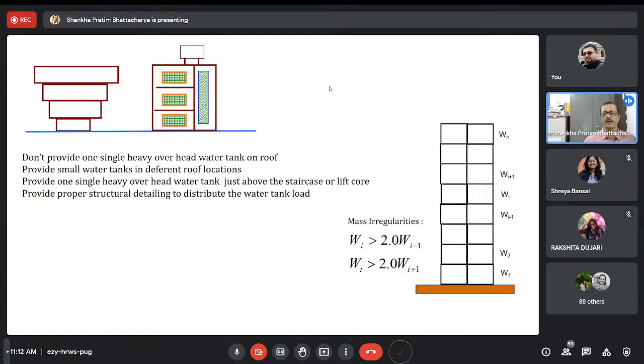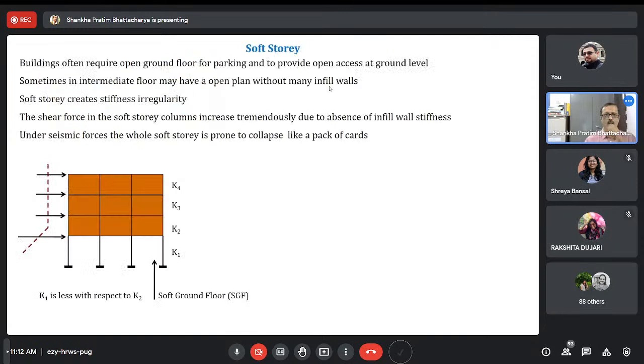The mass irregularities, if you want to check, any floor mass, the ith floor mass should be within the zone of 2 times the I minus 1 or I plus 1 floor. So something like that it should be. Next is the soft story. This is a killing thing.